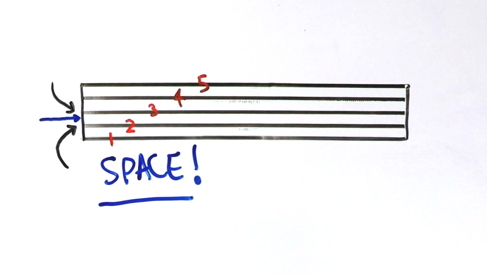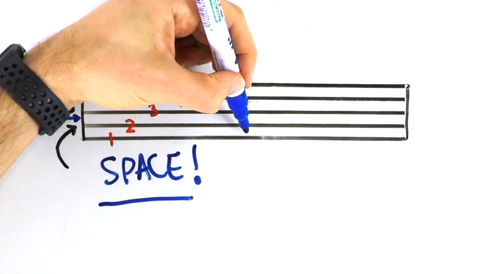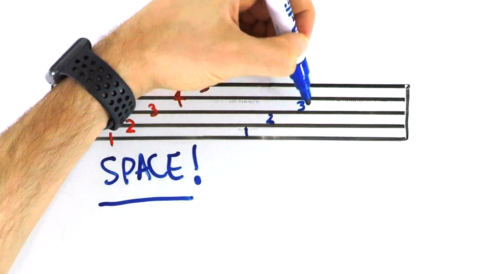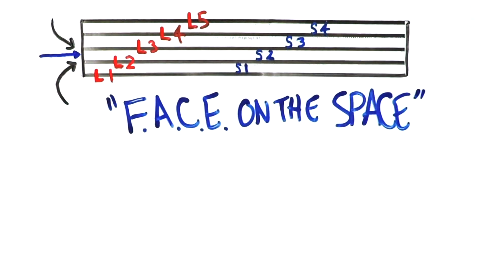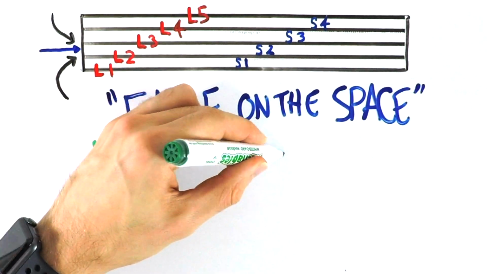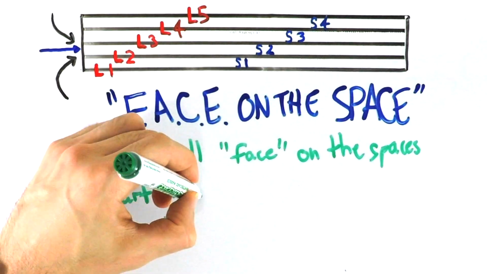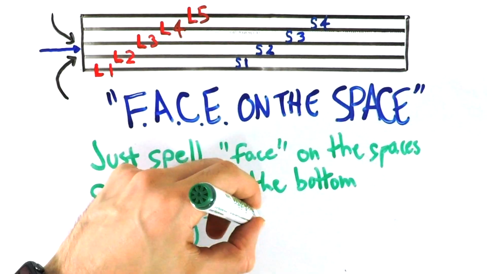So we would number those spaces off as well. This would be space 1, space 2, space 3, and then space 4. So as I said before, the name of the trick is called face on the space, and that literally means we spell the word face on all the spaces, starting from the bottom space and going up to the top.